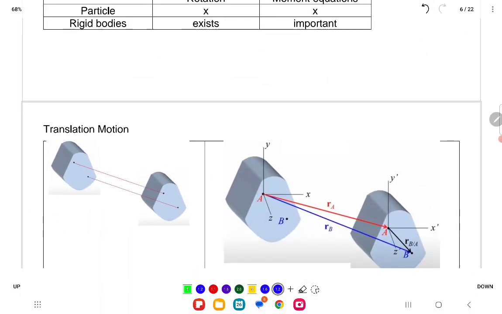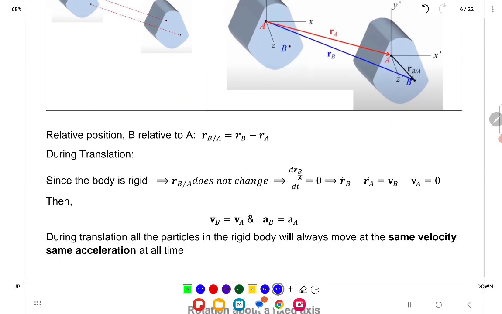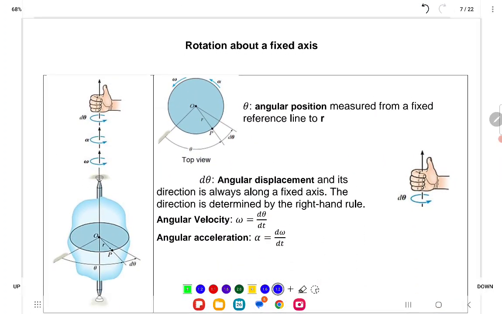So the first one is the translation motion. We are not going to talk about it a lot because I think we did rectilinear motion before, so I will just go ahead and go for rotation about a fixed axis. That's what we want to focus today's lecture on.